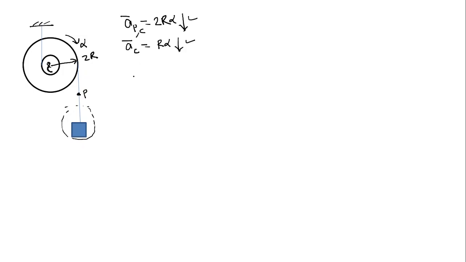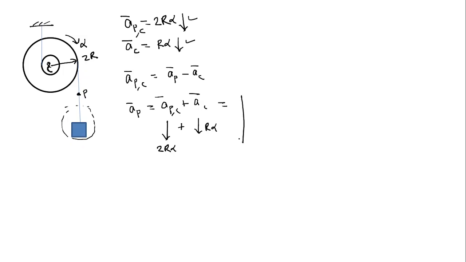Now again the same equation which we used last time: a_PC is what? It is a_P minus a_C. That means a_P is a_PC plus a_C. So a_PC is 2r alpha downwards, a_C is r alpha downwards. So their sum will be 3r alpha downwards. This is the acceleration of P in the ground frame.